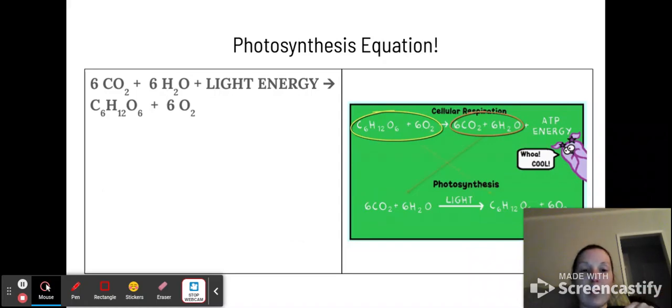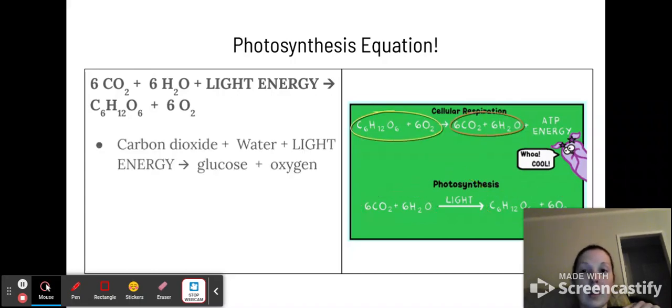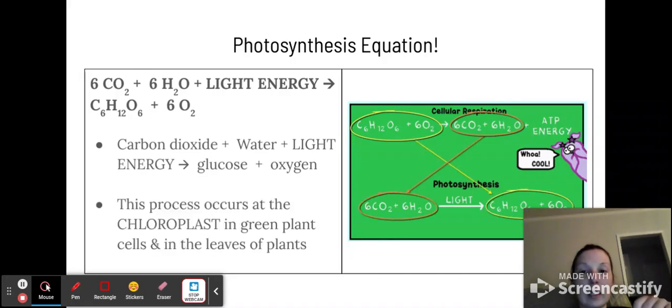The equation for photosynthesis is carbon dioxide and water and light energy is used to produce glucose and oxygen. And something I think is really cool to see here, so I'll say this bullet and then I'll go into that. The process occurs in the chloroplast in green plants and in the leaves of the plants. But one thing that's really cool, I think, and if you look at this GIF, you can see it.